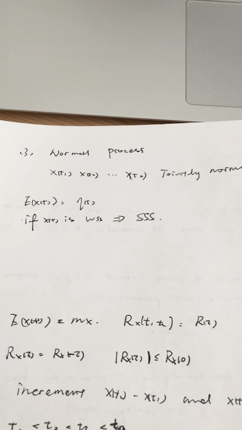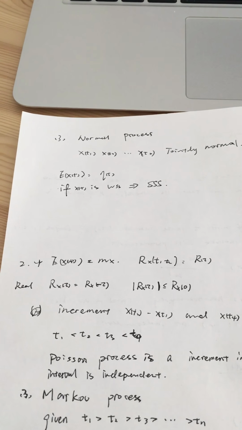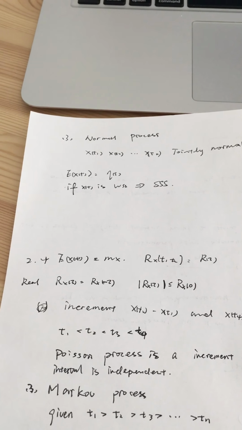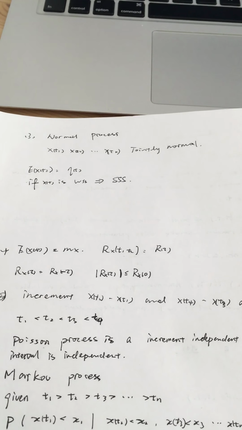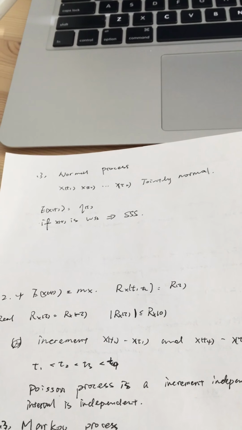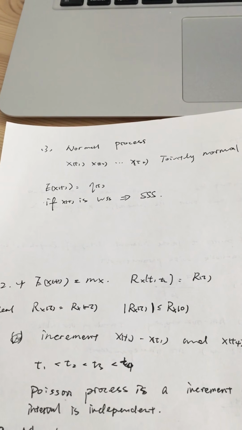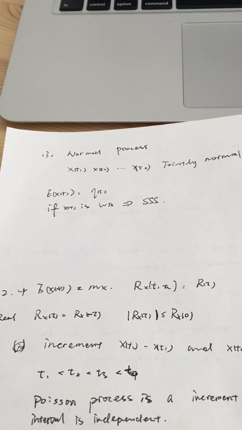And the third question asks about the normal process. A normal process is nothing but a sequence of normal distributions that are jointly normal. So the expected value is equal to eta t, and if Xt is wide sense stationary, then the normal process is strict sense stationary, which is fair.